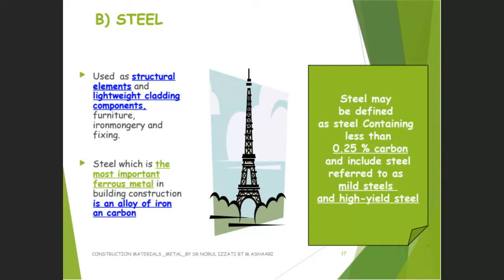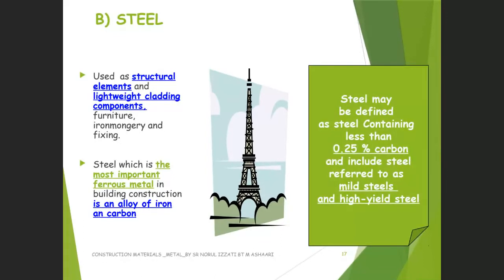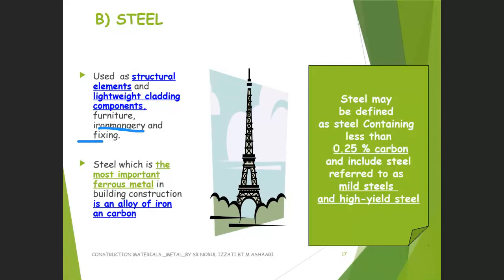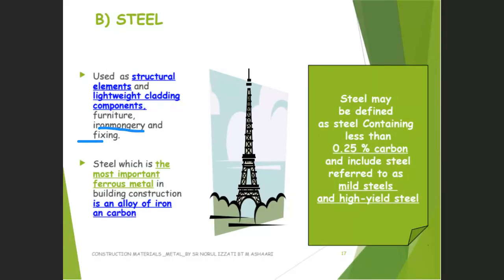So I move to the second one. Under ferrous metal we have steel. This is normally used as a structural element and lightweight cladding components, and also can be used for ironmongery and for architectural purposes. Every time we talk about architectural purpose, you have to take note that this one is designed not to receive the load, but for structural purposes, it is the component that is designed in the building to receive the load and transfer and transmit it to the ground evenly.